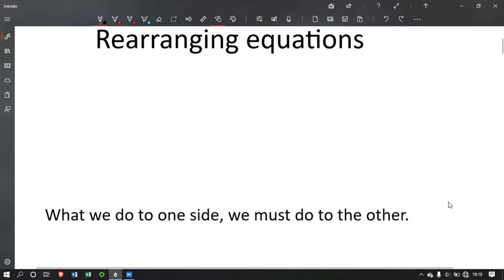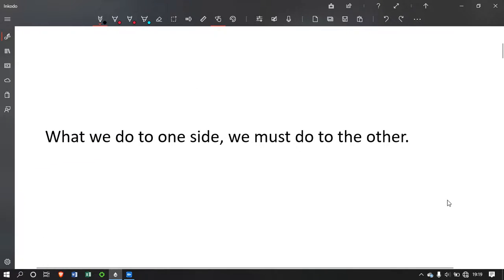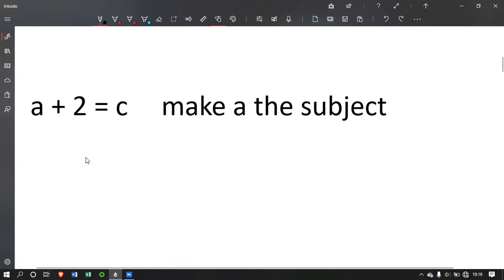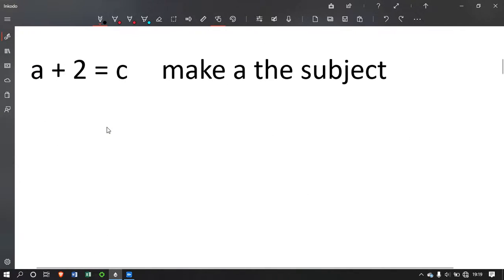Right. Now, there is one rule that we should follow when we do this. That is, what we do to one side, we must do to the other side. And I can explain this using a question, which is this. A plus 2 is equal to C. I want to make A the subject. Now, to make A the subject, which means to make A by itself, this 2 needs to go over there.